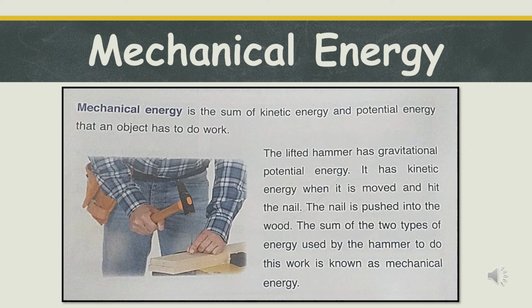And the next one is mechanical energy. Mechanical energy is the sum of kinetic energy and potential energy that an object has to do work. For example, the lifted hammer has gravitational potential energy, but it also has kinetic energy when it's moved and hits the nail. The nail is pushed into the wood. So these two energies combined, the sum of the two types of energy used by the hammer to do this work, is known as mechanical energy.